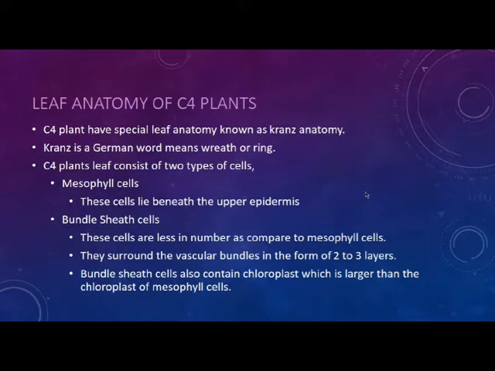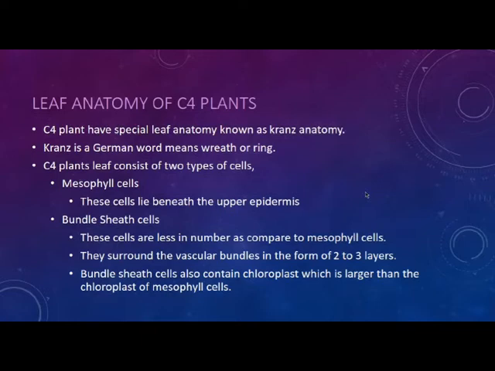Now we can see the anatomy of C4 plants. C4 plants have a special leaf anatomy. It is also called Kranz anatomy. Kranz is a German word that means wreath or ring. This ring occurs around the vascular bundles of its leaves. So the C4 plant leaf consists of two types of cells. Mesophyll cells lie beneath the upper epidermis. As you have studied before, there are two types of mesophyll cells: the palisade mesophyll cells, which are tightly packed together, and the spongy mesophyll cells, which have some spaces between them.